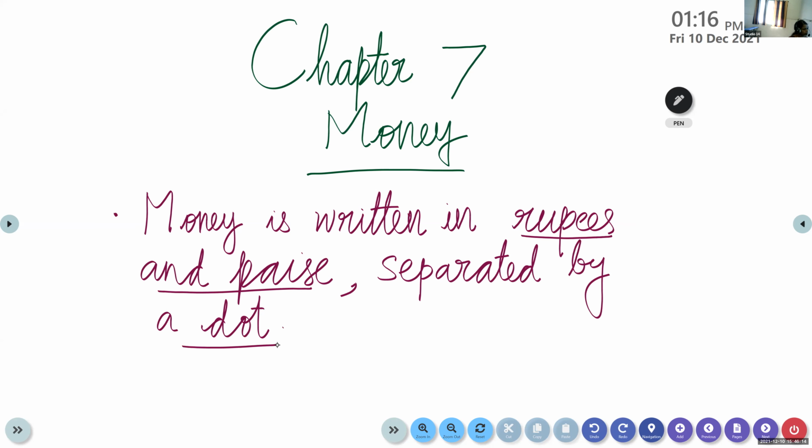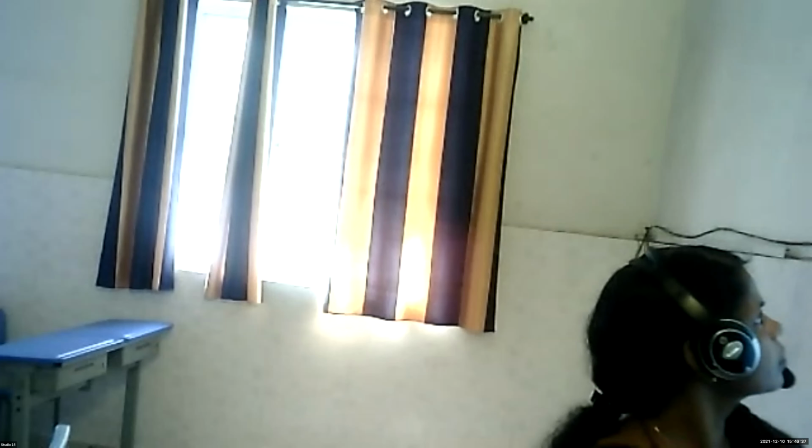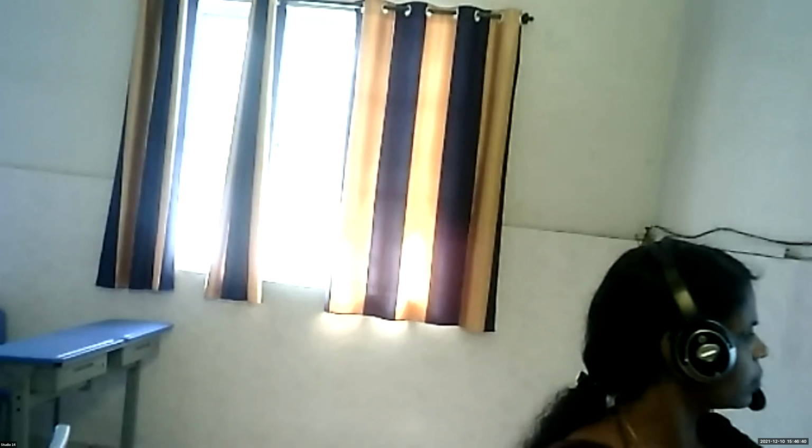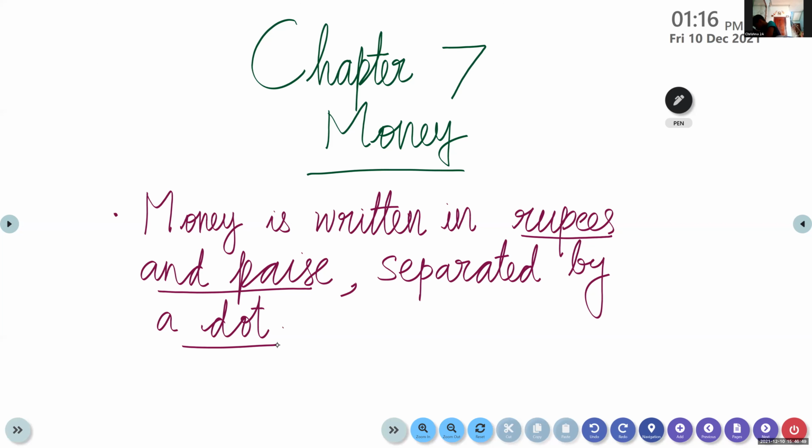Haya, take a notebook and write. Money is written in rupees and paisa, separated by a dot. Ma'am, please share the screen. Money is written in rupees and paisa, separated by a dot.